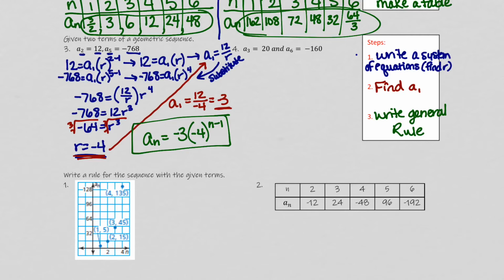Now, if it then asked you for the first 6 terms, do what we did on these problems and draw your table. Draw your table and find your first 6 terms.